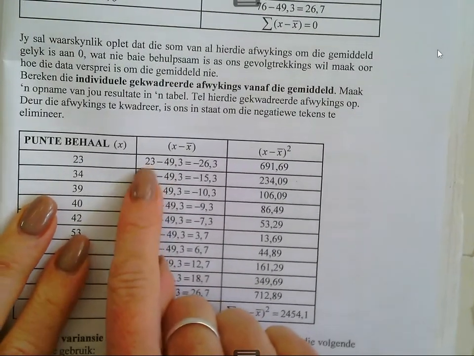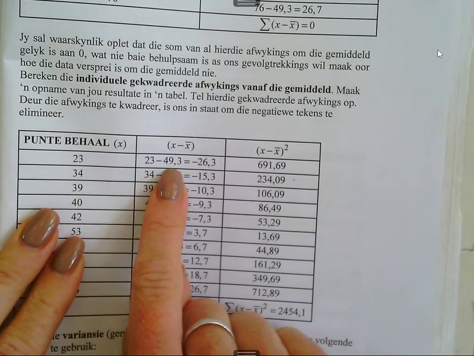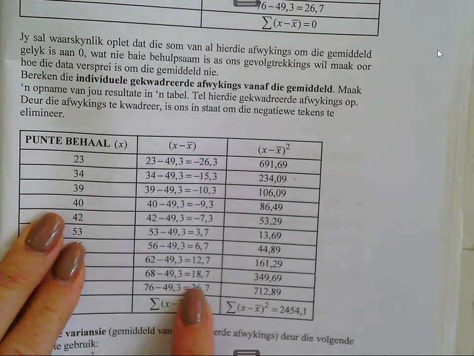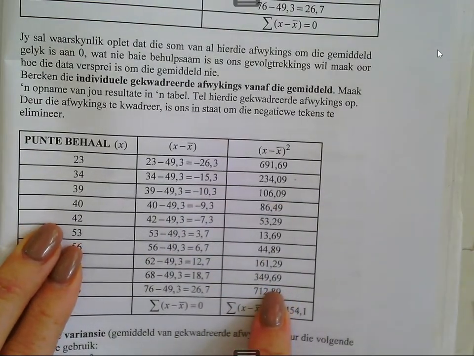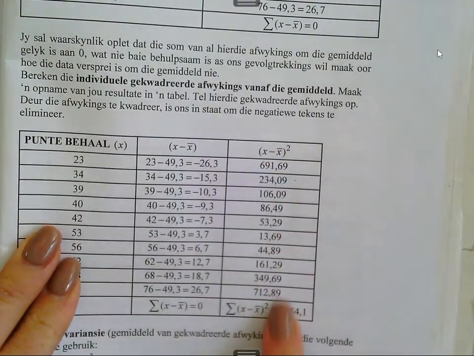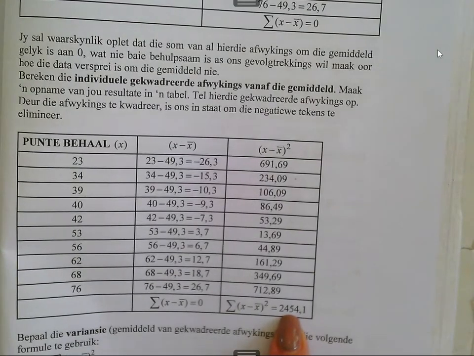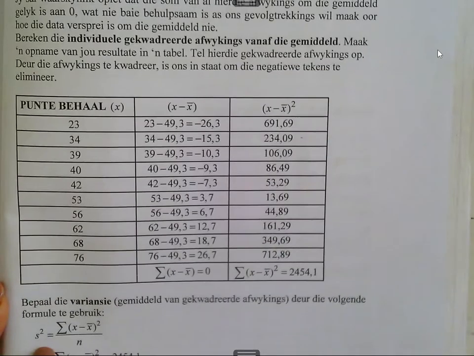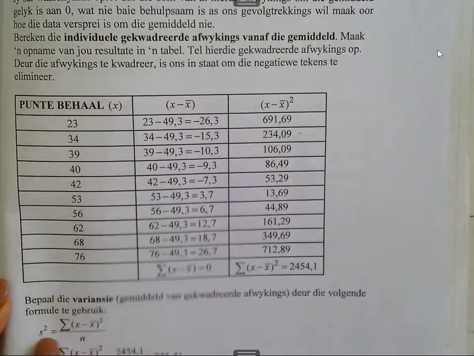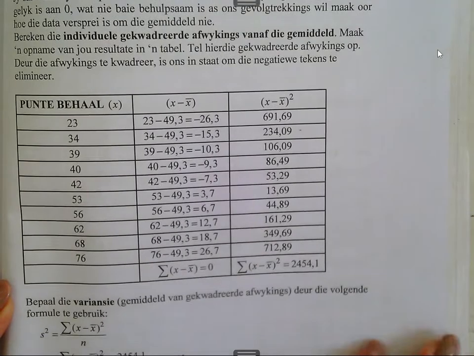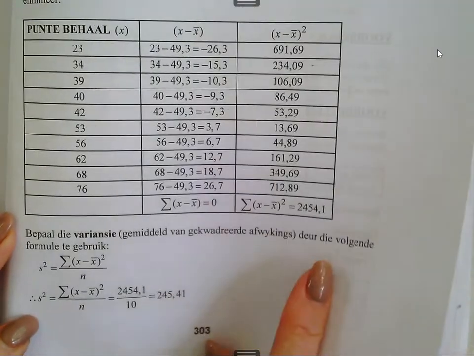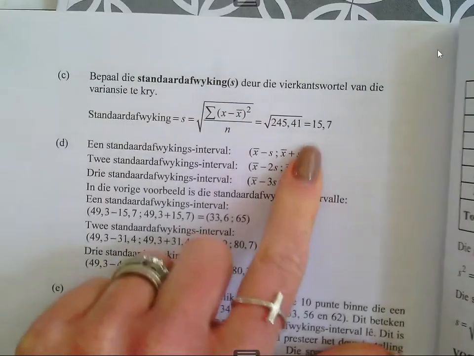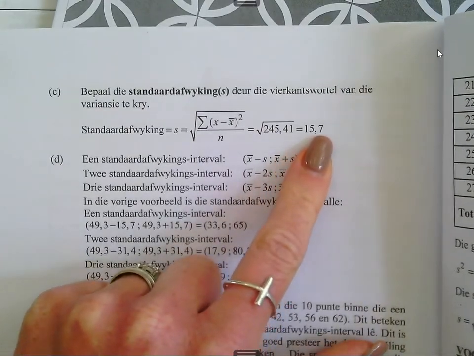So you would take the data minus the mean, get your answer. You would do that for all of them, and then you would square all of those values, and then you would add all of those values. Once you have added all of those values, that will give you S squared, which is the variance. But we want to find the standard deviation, so you would take the square root and you would get the standard deviation is 15,7.